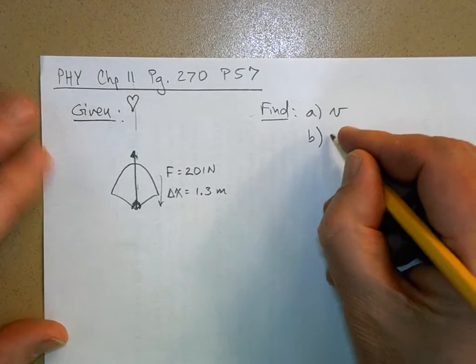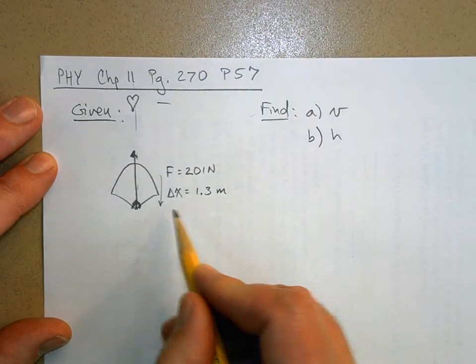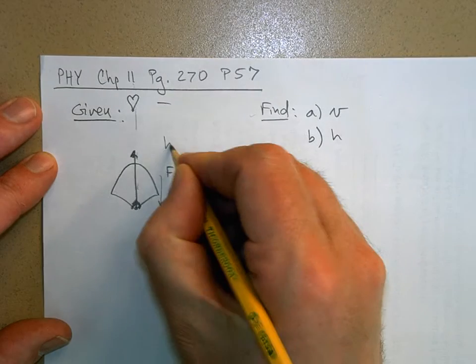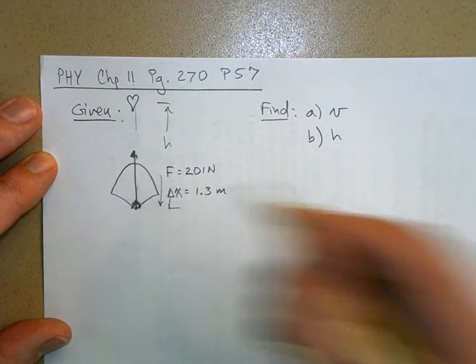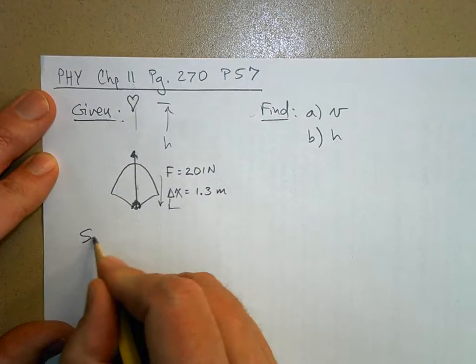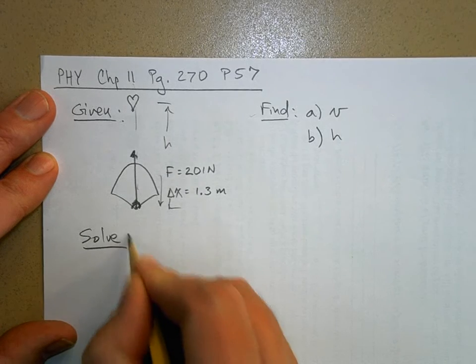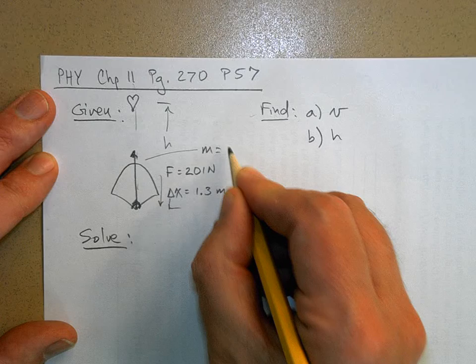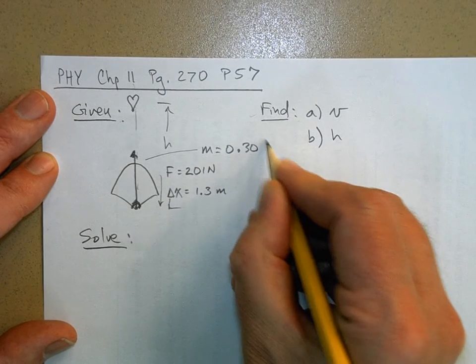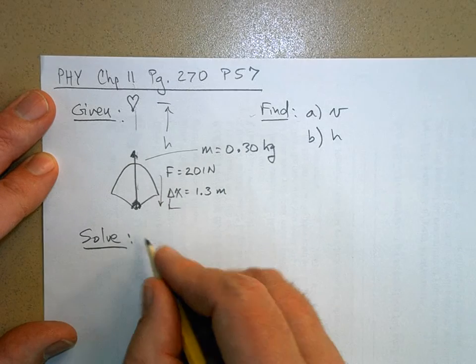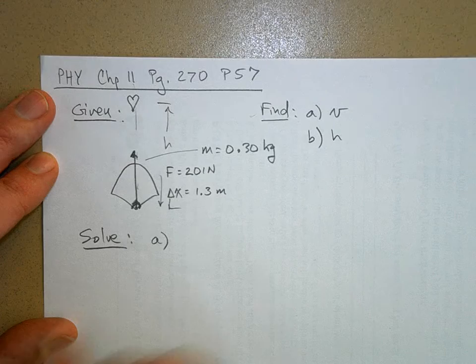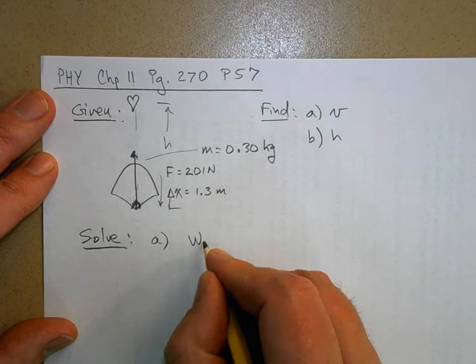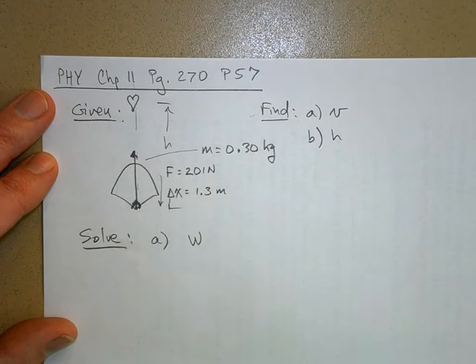Oh, and then for this part we want to know how high it is going to go, like the maximum height when it strikes the heart. All right, so let's. What's that? You forgot the mass. Oh, and we know what the mass is. Yeah, we need to know what the mass is. 0.30 kilograms.